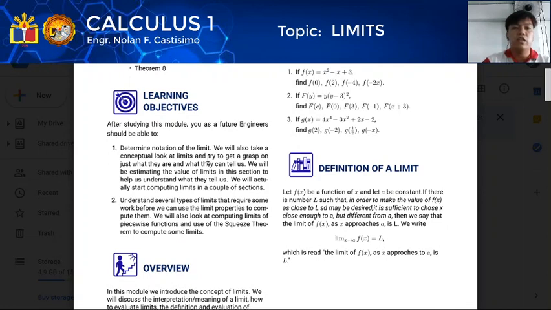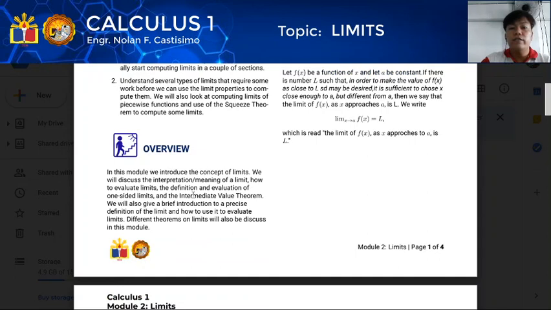After studying this module, you as future engineer should be able to determine notation of the limit. We will also take a conceptual look at limits and try to get a grasp on just what they are and what they can tell us, and so on. Then next, understand several types of limits. Yun na yung mga binabanggit ko kaninang 8 theorems.